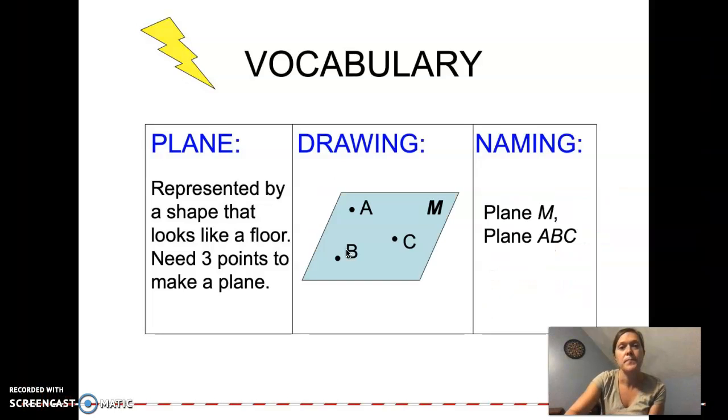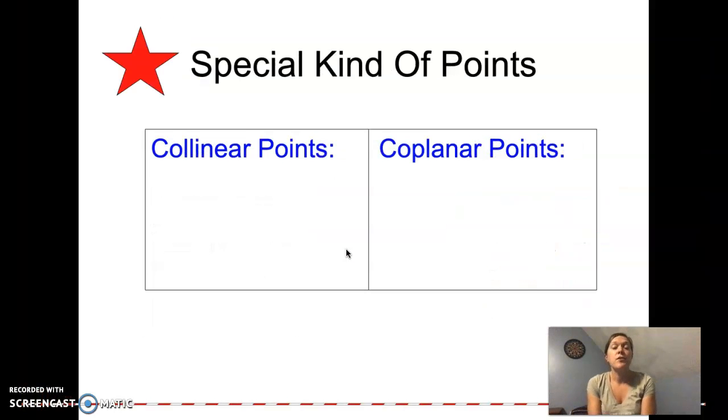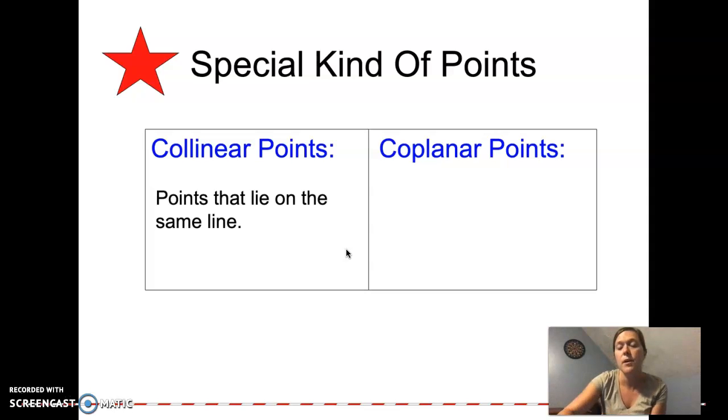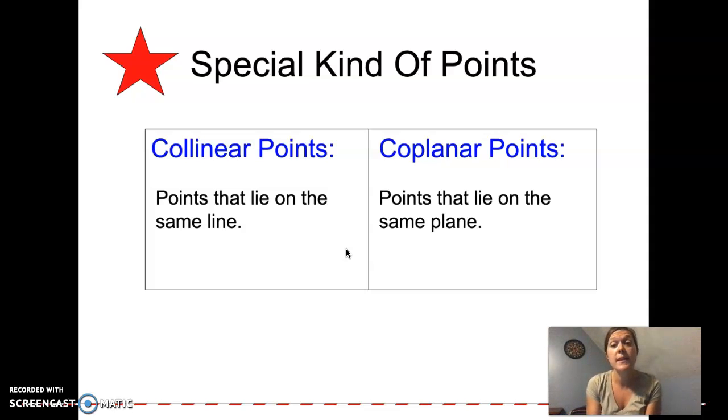Okay, so now we have special kinds of points that we need to cover. The first is what we call collinear points. Again, pause this video at any point in time if you need to get them jotted down. Collinear points are points that lie on the same line. So collinear, points that are on the same line. Coplanar points would be points that lie on the same plane. So points on the same plane, coplanar. Points on the same line, collinear.